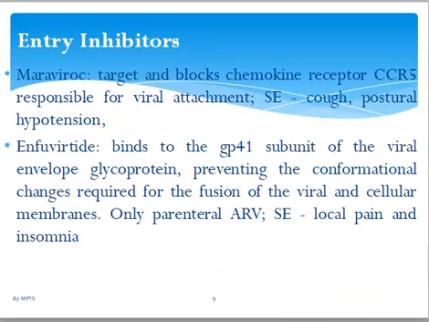The entry inhibitors: we have maraviroc, which is a target one. It targets and blocks the chemokine receptor CCR5, responsible for viral attachment. Side effects are cough and postural hypotension. Enfuvirtide binds to the glycoprotein 41 subunit of the viral envelope glycoprotein, preventing the conformation changes required for the fusion of the viral and the cellular membrane.